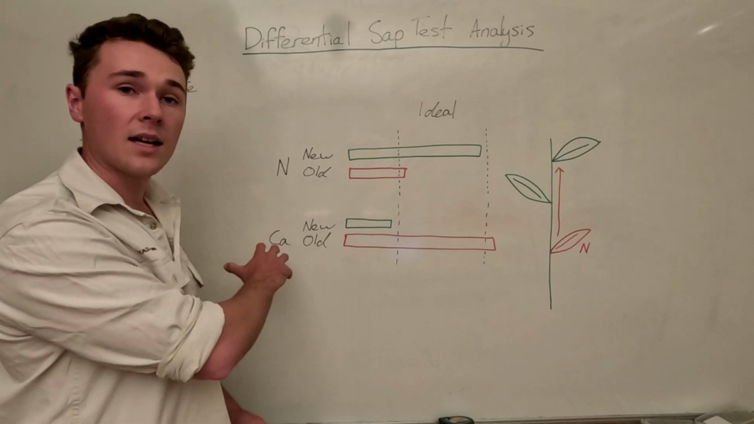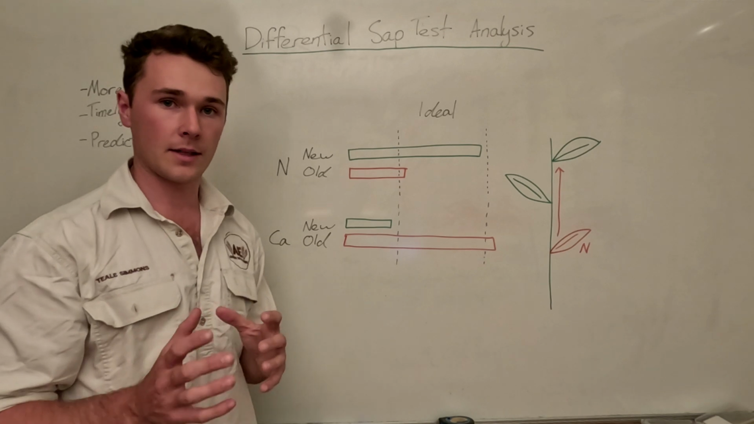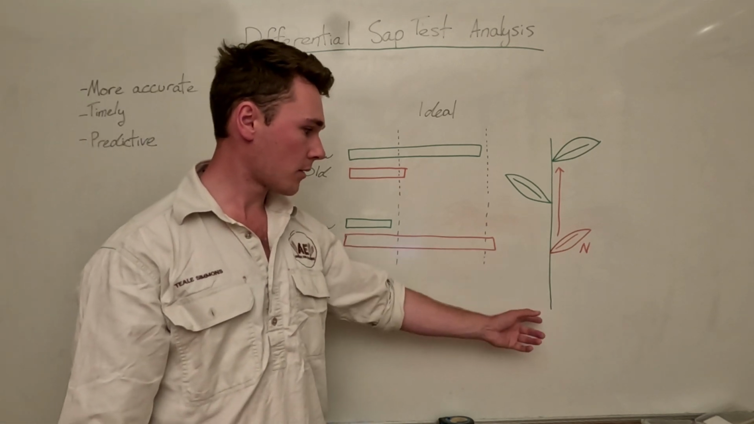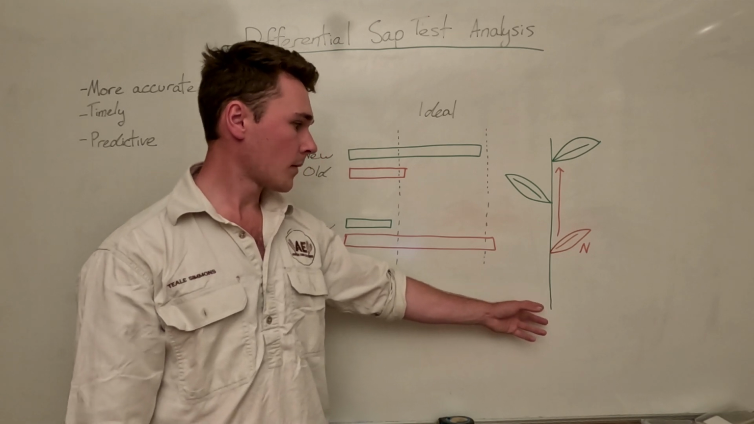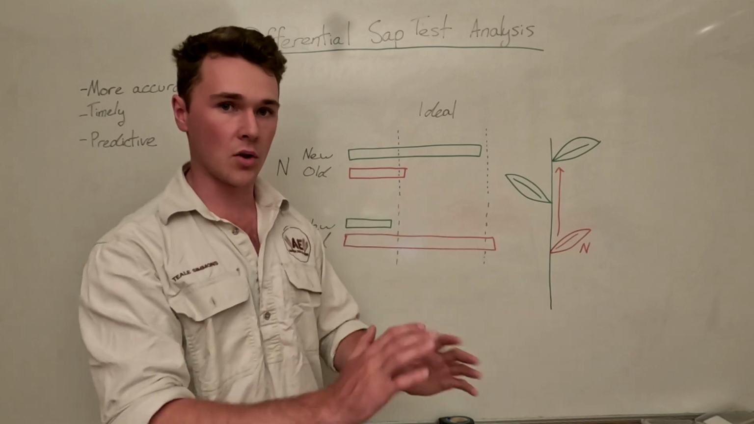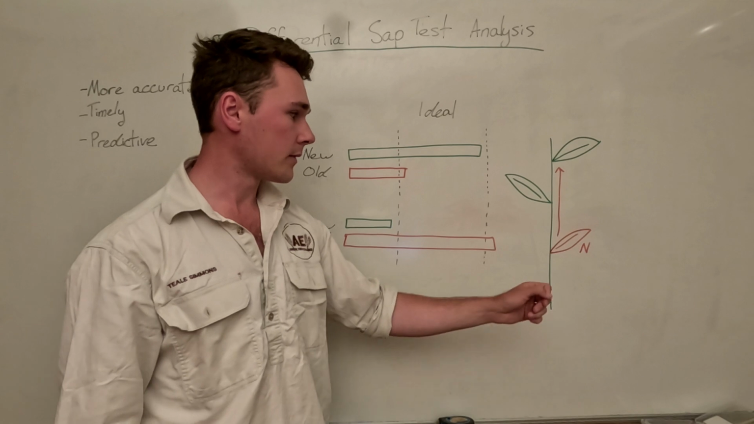Likewise with calcium, calcium's the opposite. Calcium cannot be moved once it's locked up in plant tissue. And so typically it will come up from the soil through the phloem. It'll come up the plant, say it goes into the old leaves. Once it's in the old leaves, it's stuck. It's not moving anywhere. It's not like nitrogen. It can't be moved up into the new leaves.